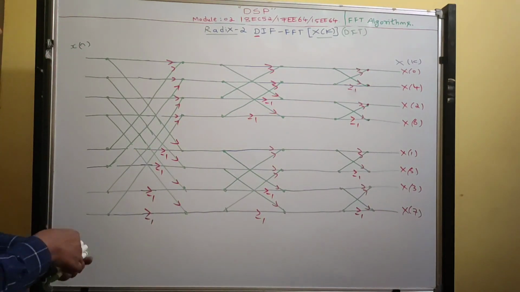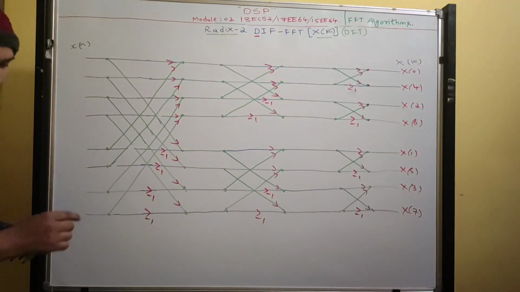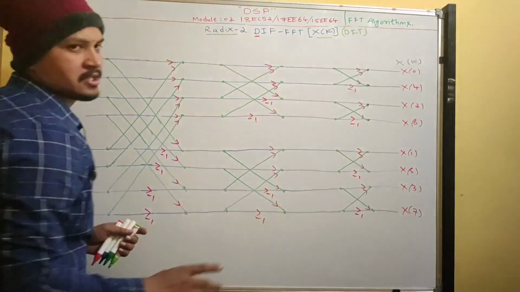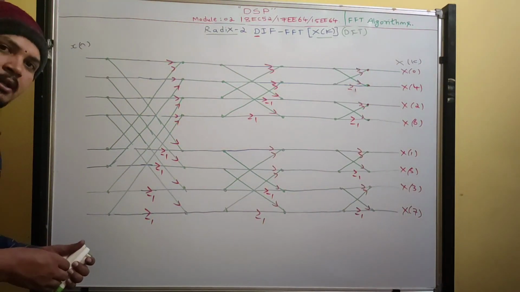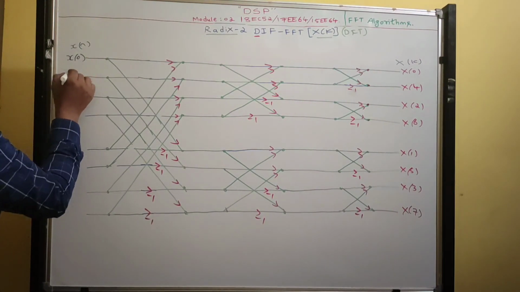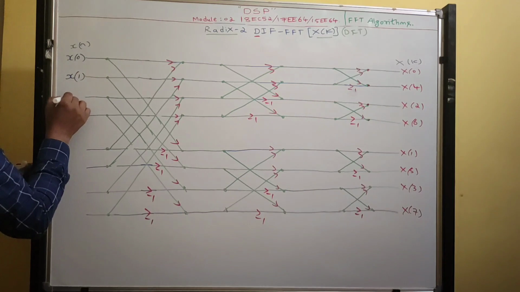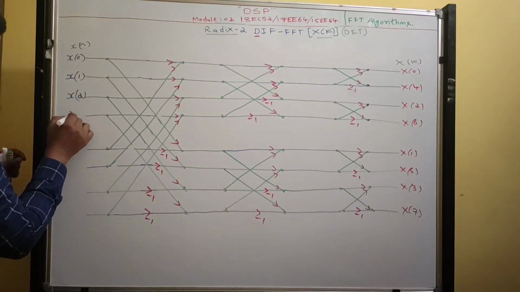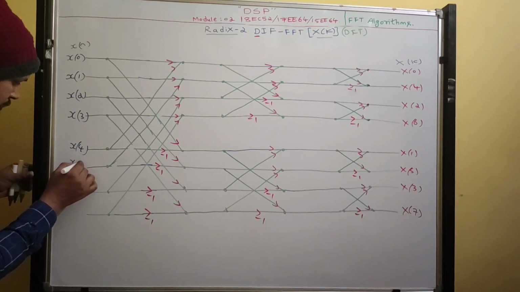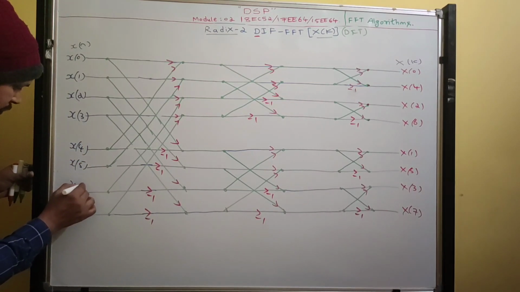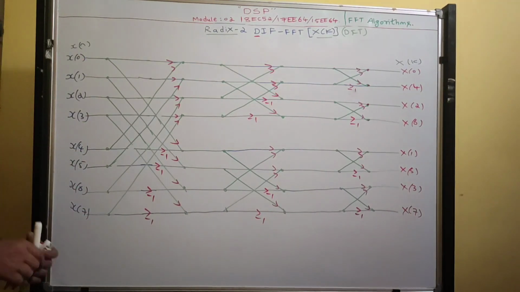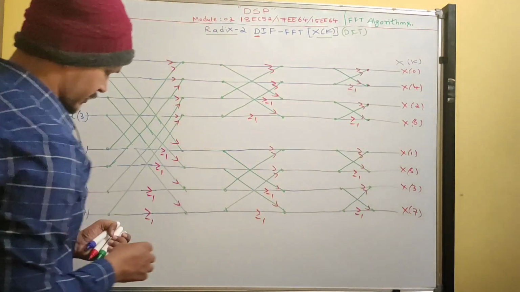Okay. So now, what is this x of n? Time domain. Is it decimated? No. Decimation in frequency. Frequency is decimated. Then what about time? It is in normal order. Then time is in normal order. x of 0, x of 1, sorry, x of 2, x of 3, x of 4, x of 5, x of 6 and x of 7. It is in normal order. That is in decimated order.